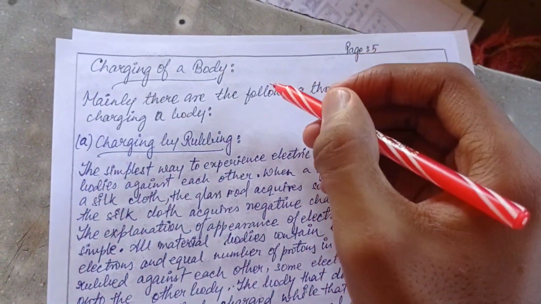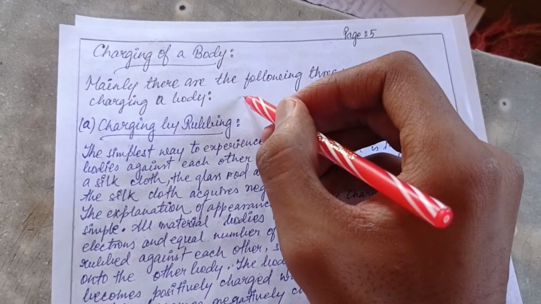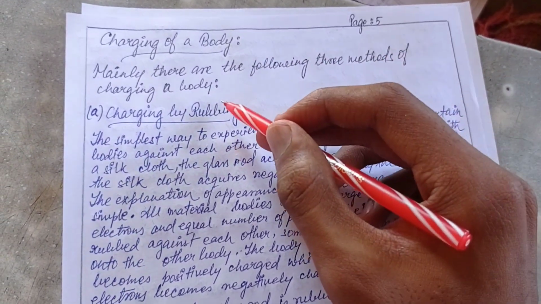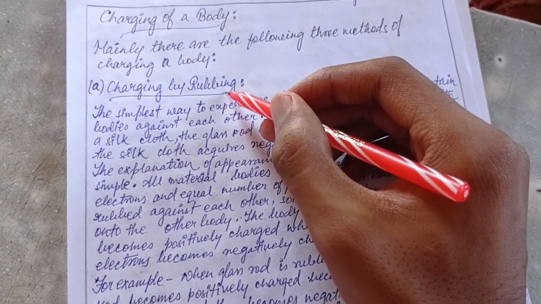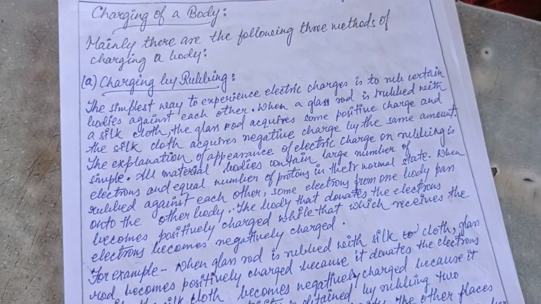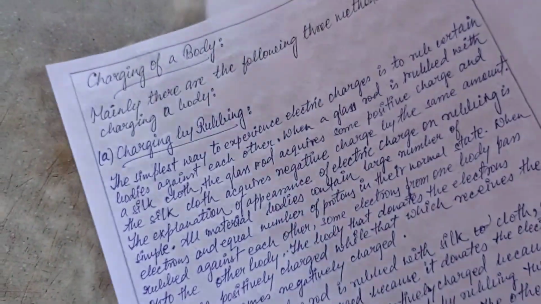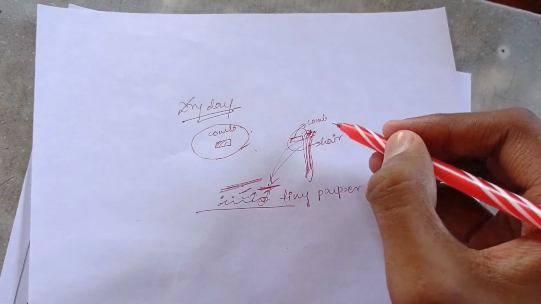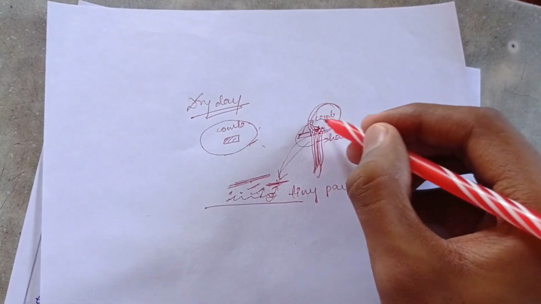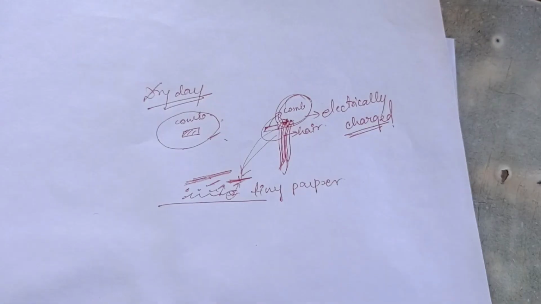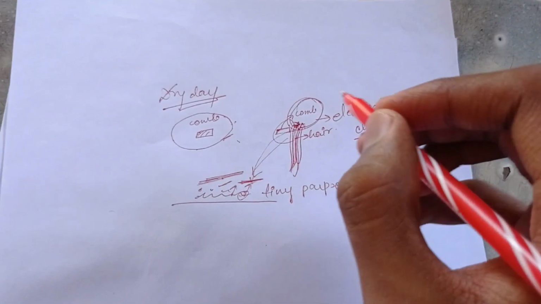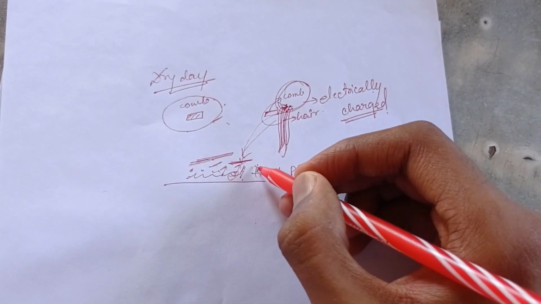So now we come to the point of charging a body. Mainly there are the following three methods of charging a body. The first method is charging by rubbing. When we rub the comb with our hair, this comb will get electrically charged, and it will attract tiny pieces of paper.